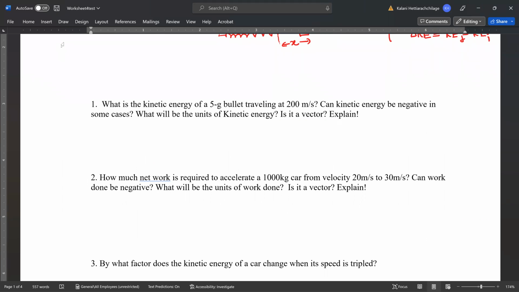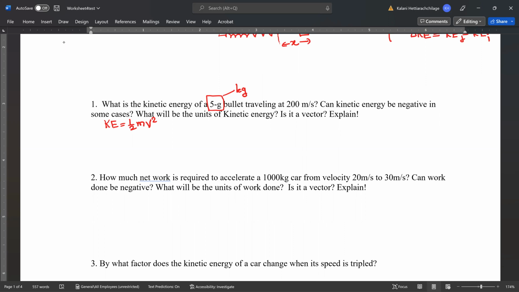Let's start with the first part. What is the kinetic energy of that one? So we know how to calculate kinetic energy. Kinetic energy will be half mass and velocity squared. It's very important that this mass you need to convert into kilograms. Everything should be in SI units. Then your energy units will be joules, right?